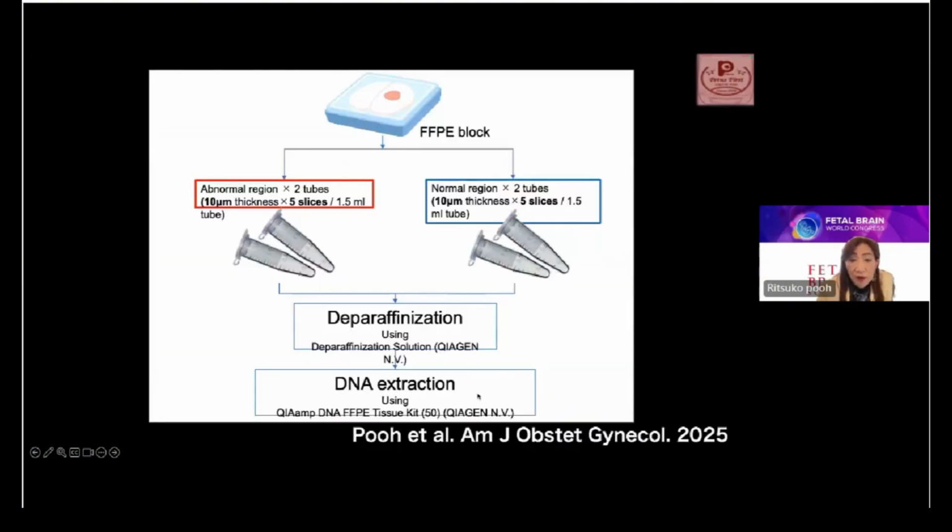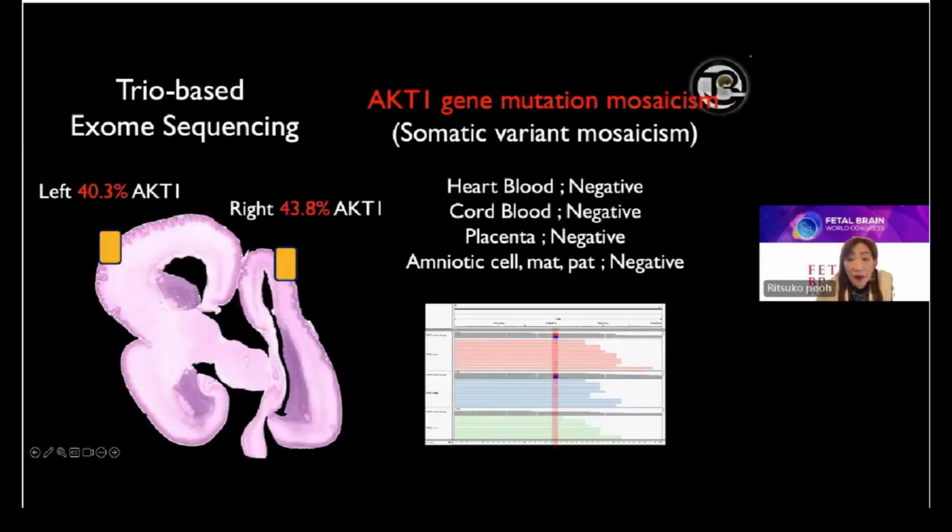We extracted the DNA from the FFPE brain tissue, and we did exome sequencing of both brain tissues and heart blood, cord blood, placenta, membranes, and the mother's and the father's blood. And we found mosaicism of the AKT1 variant in both brain samples, 40% and 43.8%.